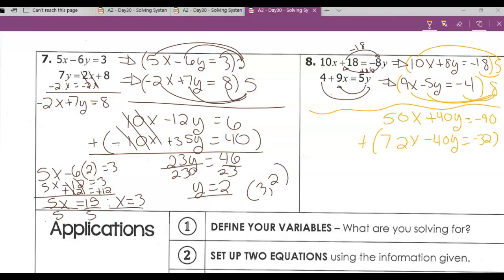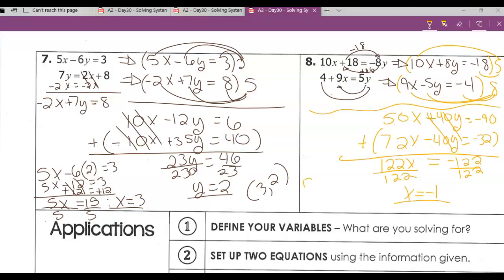I can now combine these equations to eliminate the y's. 50x's plus 72x's is 122x's. 40y's plus negative 40y's cancels out. Negative 90 plus a negative 32 is negative 122. Divide everything by 122. Negative 122 divided by positive 122 is a negative 1. There's my x answer.